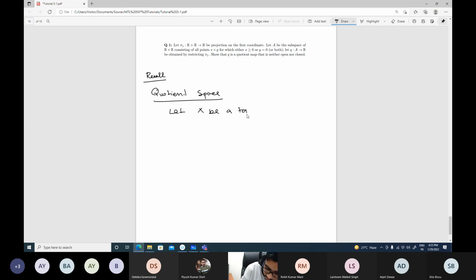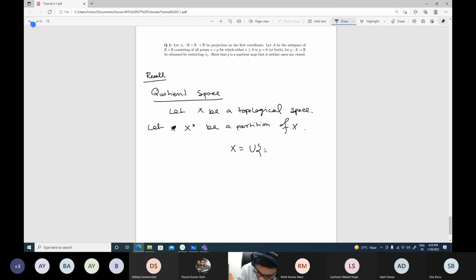Let X be a topological space. So, what is a decomposition of X? Just a partition, right? Let X star be a partition. It means you can write X as a union of B, where B belongs to X star. This is simply a partition.